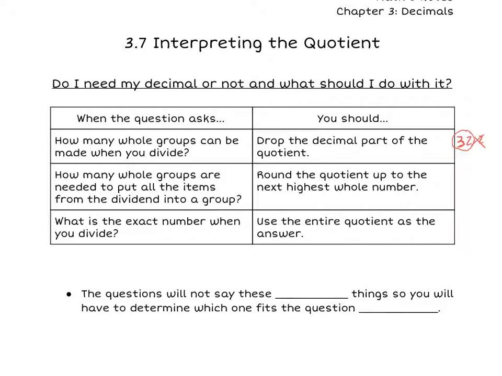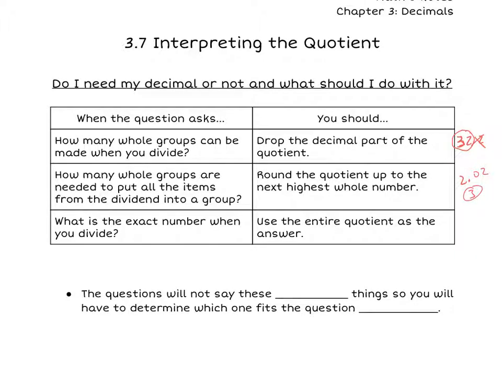This next would be the bus example. How many whole groups are needed to put items in from a divided group? So that's if you have 102 kids and one bus fits 50 kids. How many buses will you need? You'll have a 2 point something. You got to round up because you got to fit all the kids on the buses somehow. It's actually like 2.02. You would make it 3 buses. That'd be your final. You're rounding up.